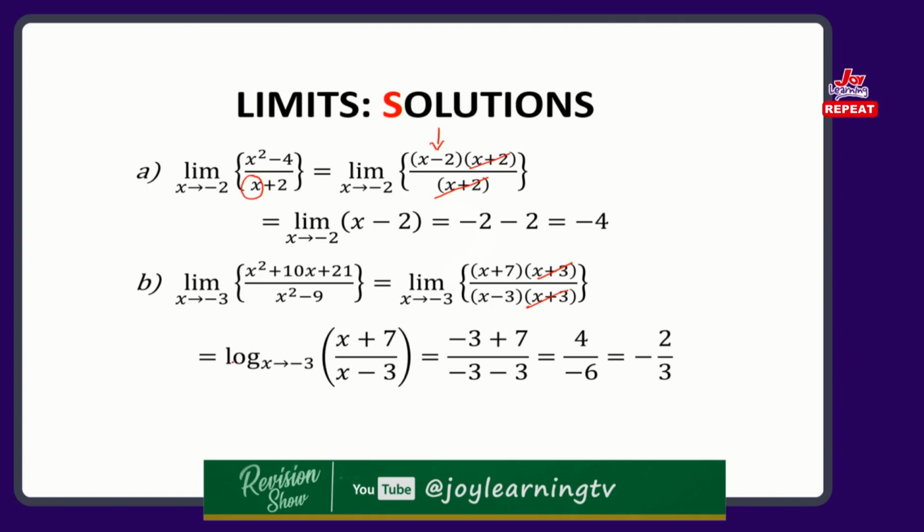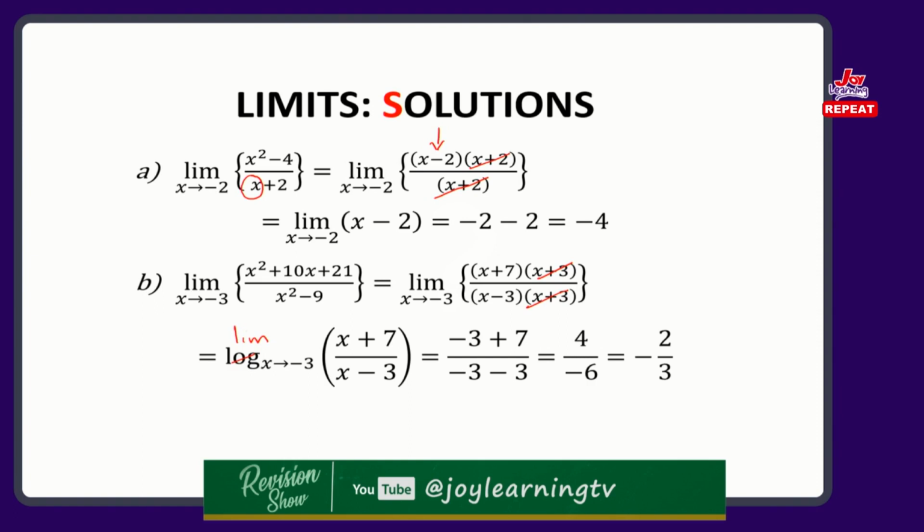Sorry, what you have there should not be log, it should be limit. All right, so if we substitute for x, we have negative 3 plus 7 and negative 3 minus 3. We end up with 4 on negative 6, which is the same thing as negative 2 on 3. So the limit of that whole function, x squared plus 10x plus 21, all on x squared minus 9, as x tends to negative 3, is negative 2 on 3. Easy does it.